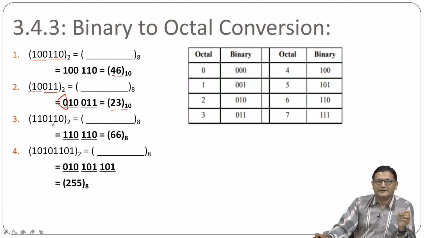Similarly, here you can make pairs: 110 and 110. So 110 is 6, so 66 is the octal number, fine. Similarly, here you make pairs, 101 101, and then 10 is there, so you just append a 0 here. So that is what it is: the octal number is 255. It is the octal number of this particular binary.